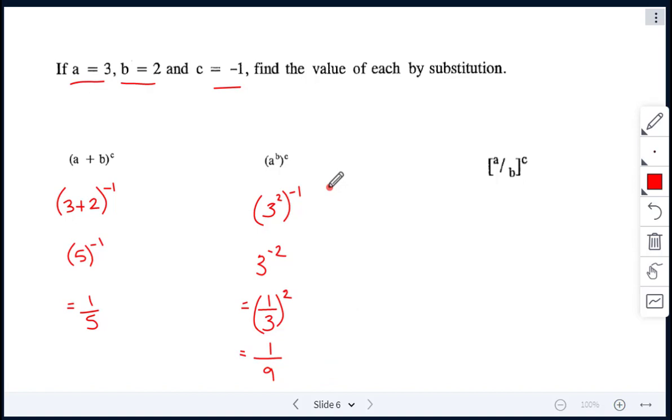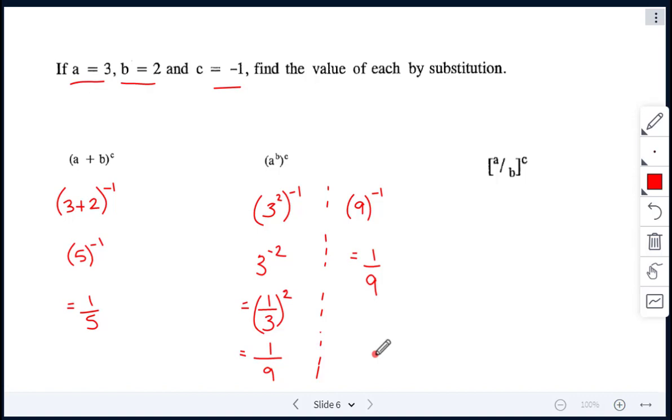You may have done it where you did the bracket first. So 3 squared, which is 9. And then you still have to the power of -1. And we just had to take the reciprocal of that, which becomes 1 over 9 to the power of 1, which is still 1 over 9. So either way, you would have gotten the same answer.